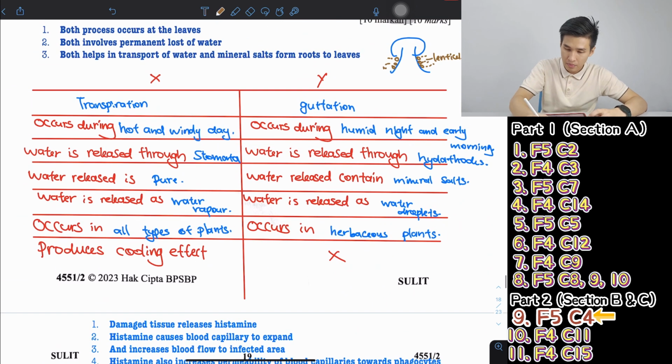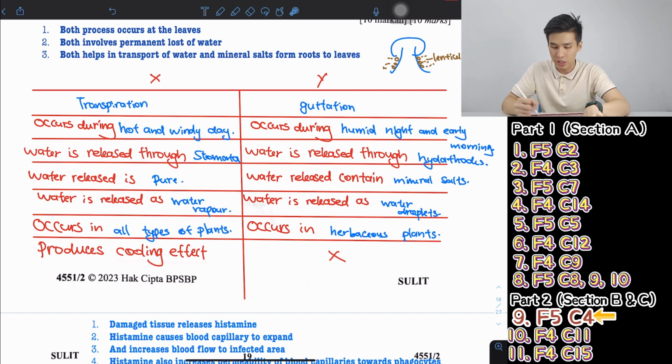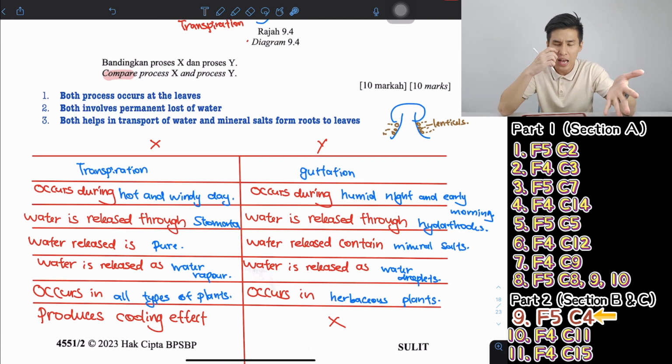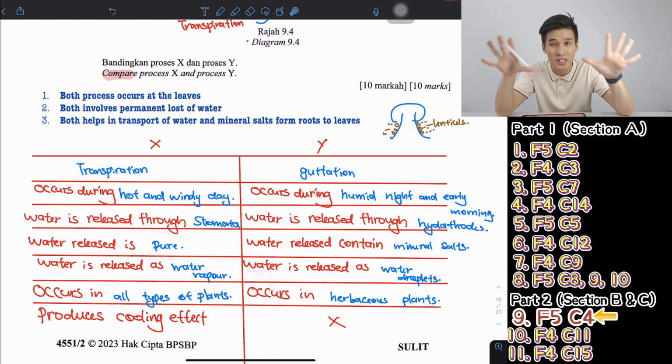Okay, the last one. Transpiration, as we know, produces a cooling effect, because transpiration is like sweating, so it produces a cooling effect in plants, but guttation does not. So this is like the maximum marks they can ask, like 10 marks. But I seldom see them ask 10 marks for this one. Usually they will ask for 5 to 6, which is more than enough. But let's say if they ask 10 marks, yes, these are the easiest ones I picked for you.